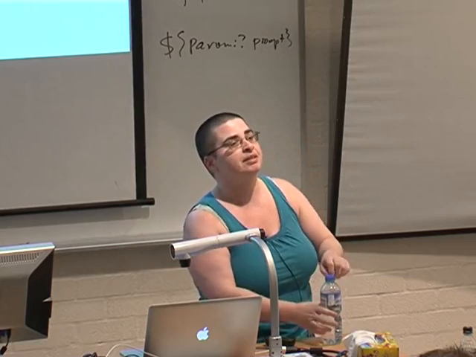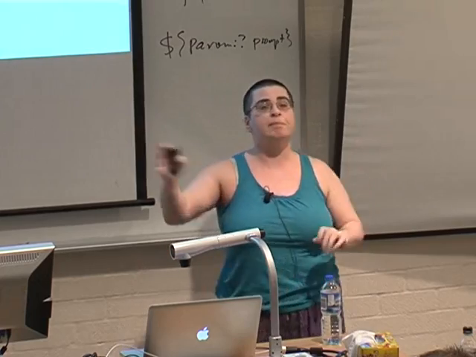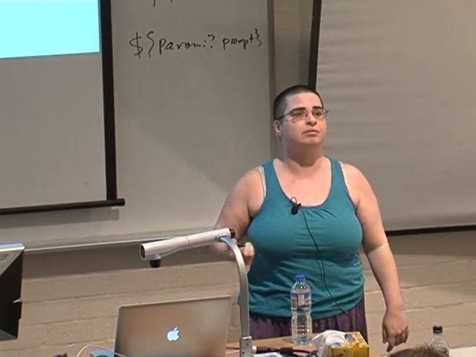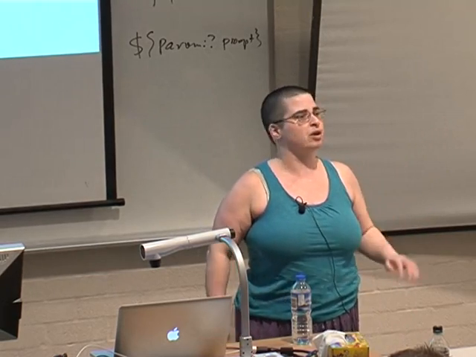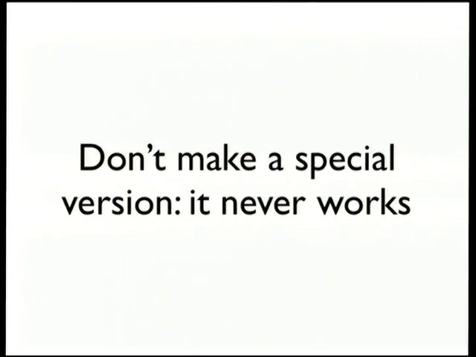Well, the temptation is to say, okay, just like I have the regular and the mobile version of my website, I'm going to have the regular and the accessible version of my website. Don't do that. It never works. Not only do you have double the development time, the two of them will get out of sync very quickly. And especially if you're aiming the special version just at accessibility needs, people aren't going to be able to find it. And once they find it, they're not really going to know how to use it.